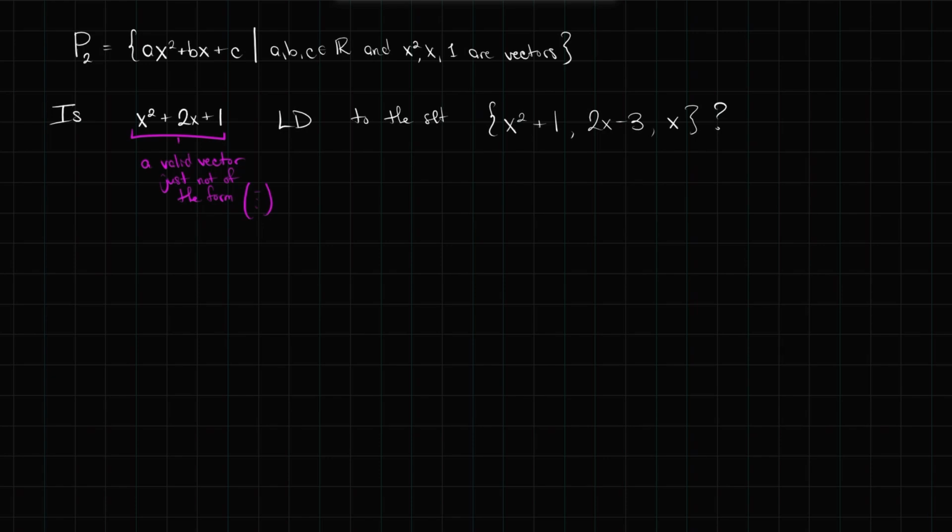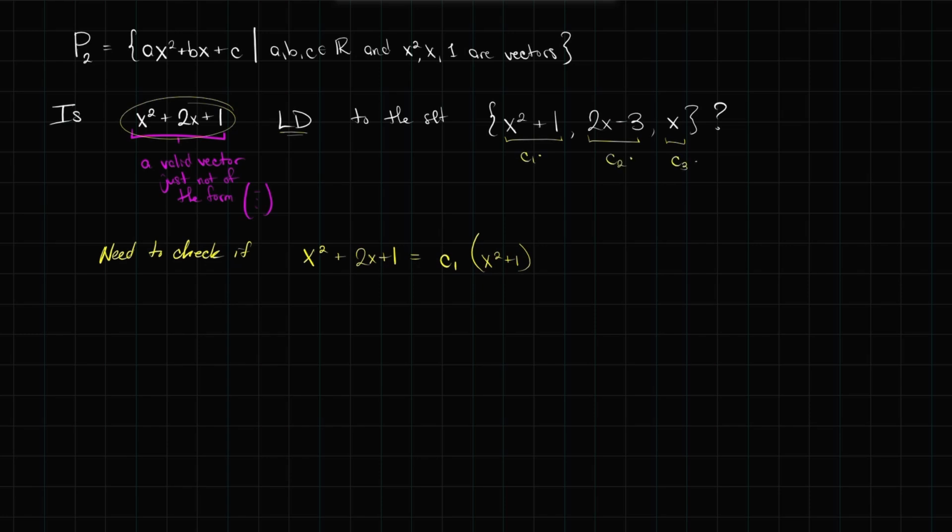We're going to answer this question the same way, we just may not have access to reading things horizontally. We have to get a little clever about what it would mean to read horizontally in this case. The definition of linear dependence is the same. We need to check if the vector we care about, x squared plus 2x plus 1, is equal to a linear combination of the vectors we're checking against. So this would be c1 times x squared plus 1, plus c2 times 2x minus 3, plus c3 times x. We need to check if this is true for some c1, c2, c3.